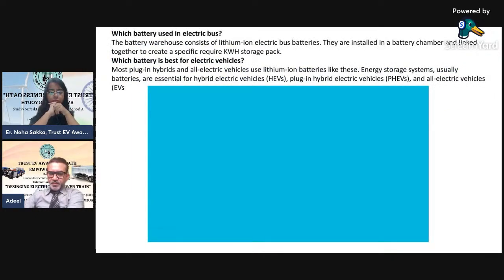This is another video that I have. Which battery is used in an electric bus? The battery warehouse consists of lithium-ion electric bus batteries. They are installed in a battery chamber and linked together to create a specific required kilowatt hour storage pack. Which battery is best for electric vehicles? Most plug-in hybrids and all electric vehicles use lithium-ion batteries like these. Usually batteries are the energy storage system essential for hybrid electric vehicles, plug-in hybrid electric vehicles, and all electric vehicles.